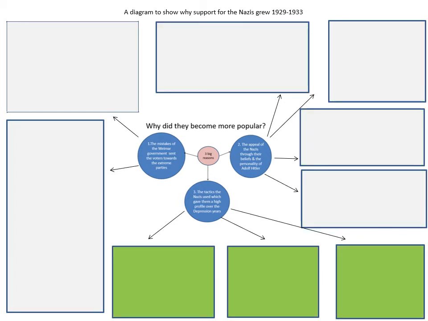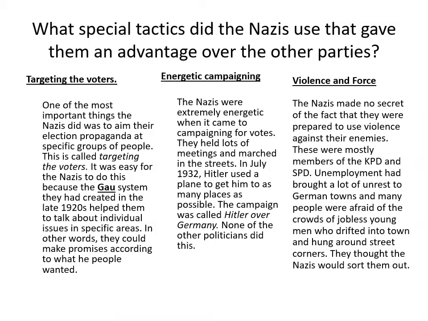Okay, now we move on to the final bit of our explanation and our diagram as to why the support for the Nazis grew in 1929 to 33. And the final bit is the unique tactics the Nazis used, which gave them a higher profile than any other political party in the Depression years. And this can't be ignored. This was a significant factor in why the Nazis would attract support rather than other political parties in Germany in this period. So the Nazis had special tactics which gave them an advantage over the other parties.